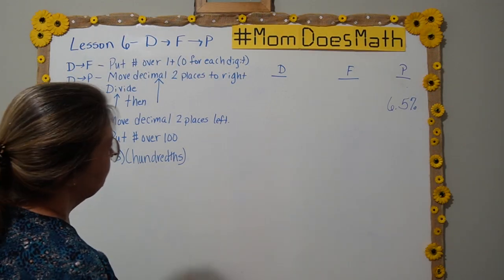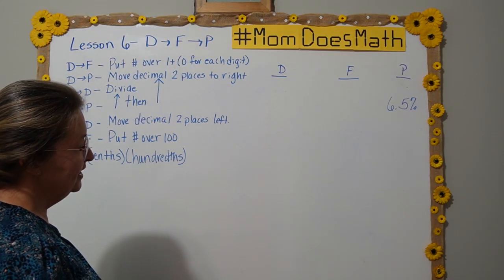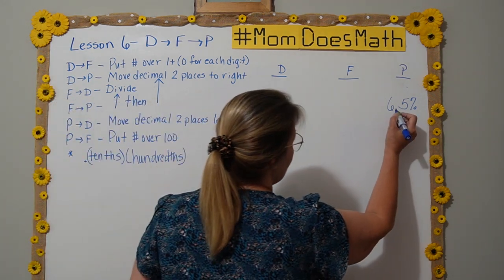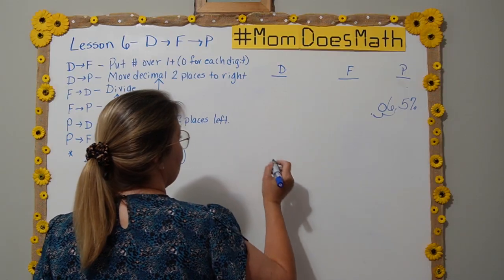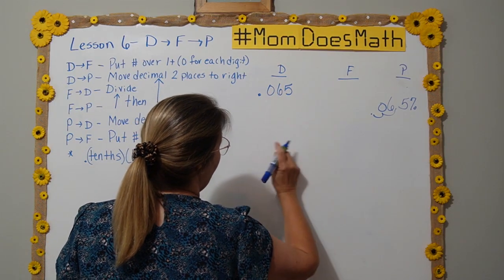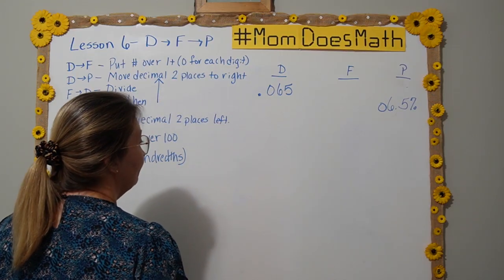Okay, now we have 6.5%. So how do we go from a percent to a decimal? Well, you move your decimal 2 places to the left, first of all, 1, 2. And since there's nothing there, we're going to have to insert a 0. So this would be 0.065 decimal format.